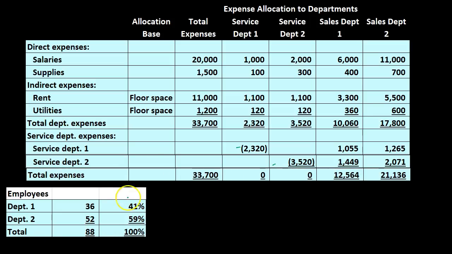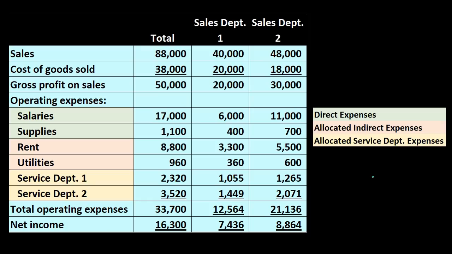So then if we take our totals in our worksheet, the total expenses, here's the total in the total column. We have now cleaned out the service departments, now at 0 for the 2 service departments. We allocated those expenses over here to the sales department or operating department. So now we're at 12,564 and 21,136, and now we can construct, in essence, our income statement with that.